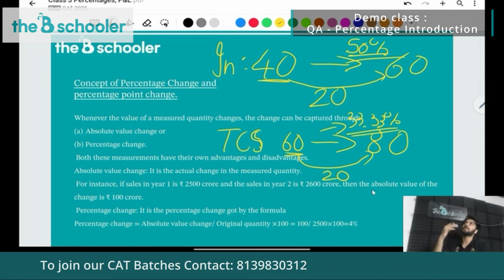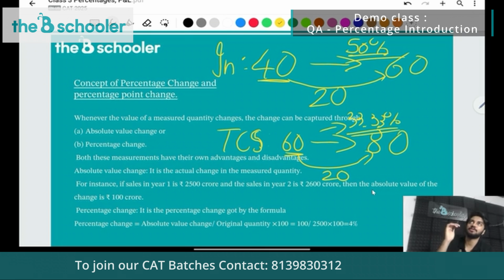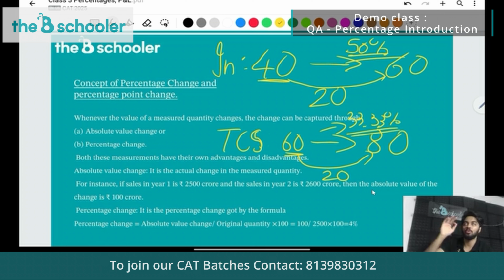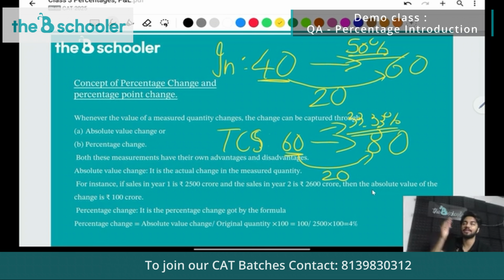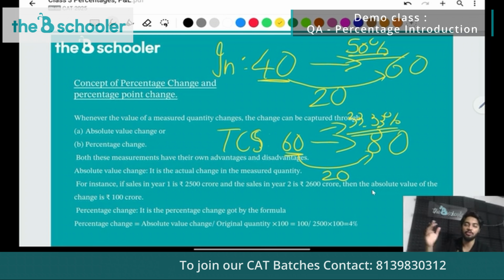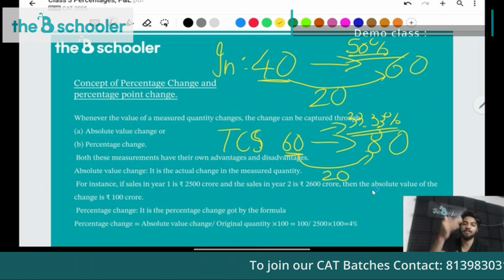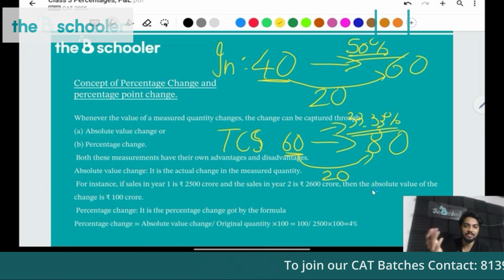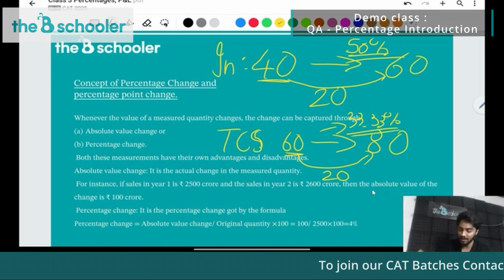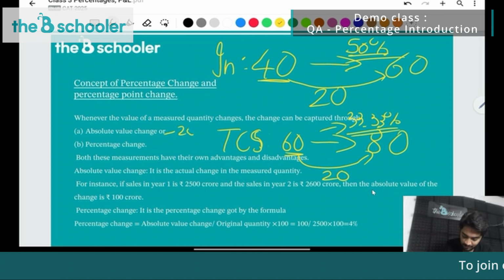Otherwise, you have to tell people to compare: Infosys increased by 20 out of 40 initial price, and TCS increased by 20 out of 60 initial price. This gets complicated. Instead of that, if somebody asks you, you can simply say Infosys went up by 50%, TCS went up by 33%. Is that clear? This is percentage change. The absolute change was 20 in this case. In this case, percentage change was 50 percentage.